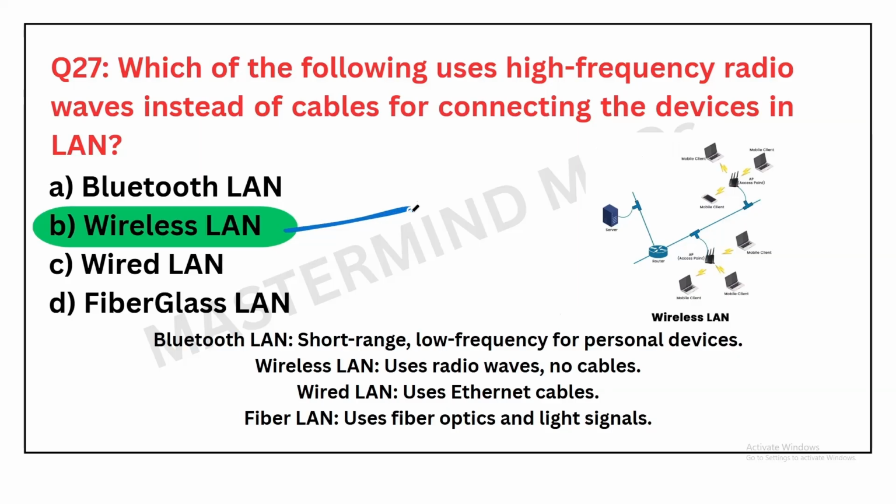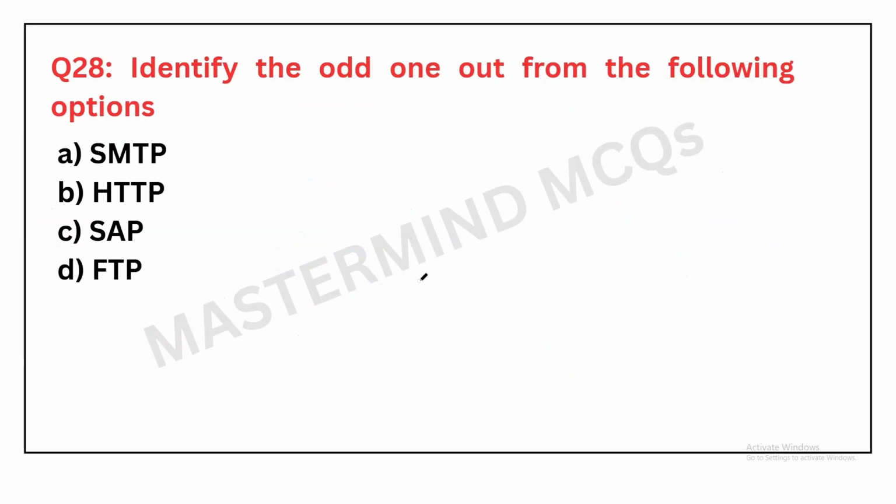Wireless LAN uses high frequency radio waves to connect devices without cables, making it ideal for Wi-Fi networks. Bluetooth LAN works only over short distances for personal gadgets. Wired LAN relies on Ethernet cables for data transfer. Fiberglass LAN isn't a real term. Fiber optics use light signals.